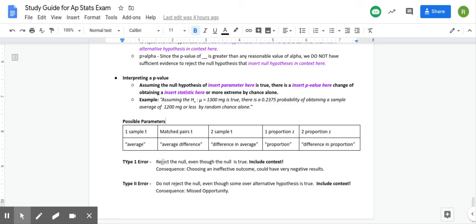A type 1 error is rejecting the null even though the null is true. And a type 2 is the reverse, where you do not reject the null even though some alternative hypothesis was true, so you should have rejected it.